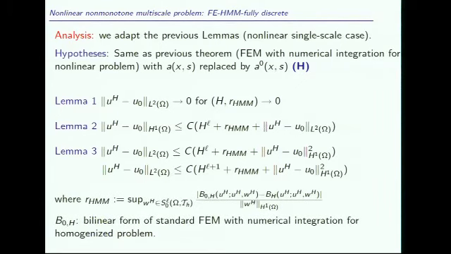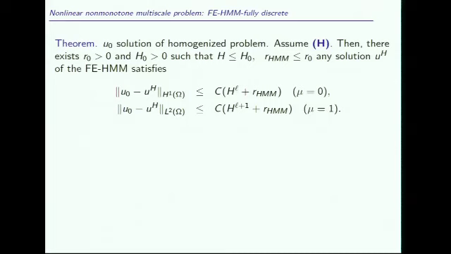Okay, and our HMM now is the difference between the bilinear form, that's the FEM with numerical quadrature for the homogenized problem, and the full discrete bilinear form. Okay, so B0H is the bilinear form for the standard FEM with numerical integration, the problem that we have just treated before.